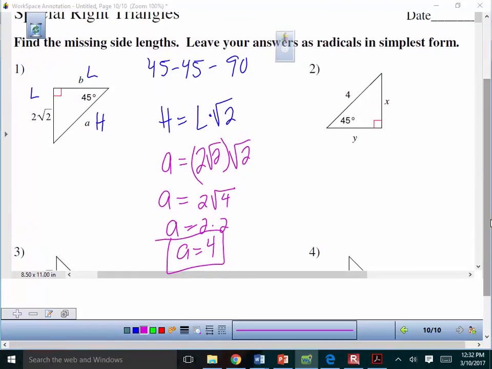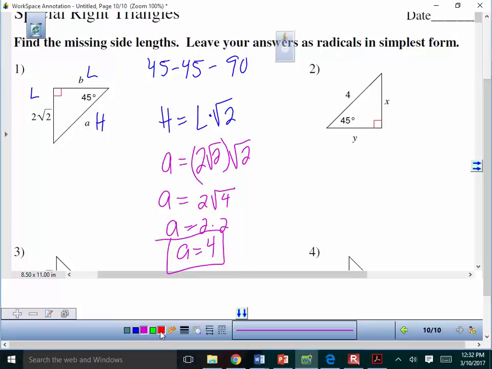What do we know our B, or our other leg, is? 2 square roots of 2, because the legs of an isosceles right triangle, which is a 45, 45, 90 triangle, are equal. And the hypotenuse is just whatever that leg is times the square root of 2. Is that clear? All right, look at example number 2.